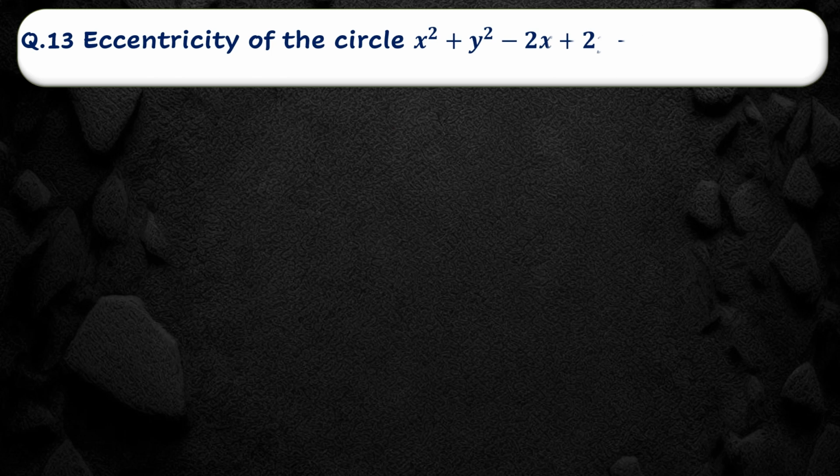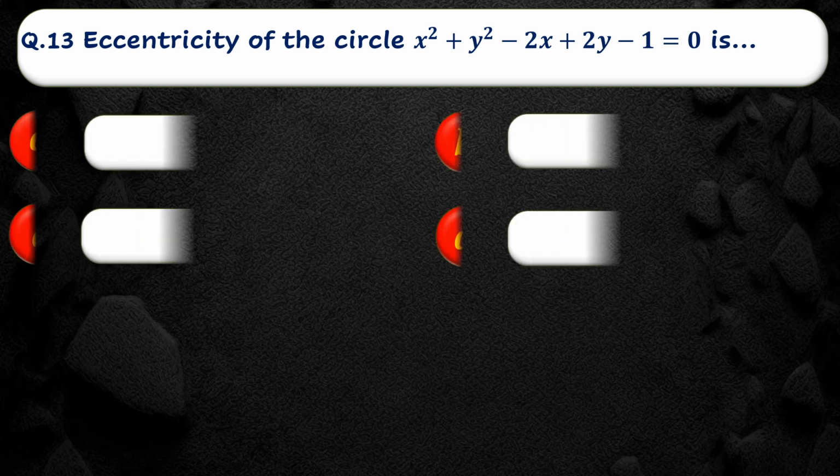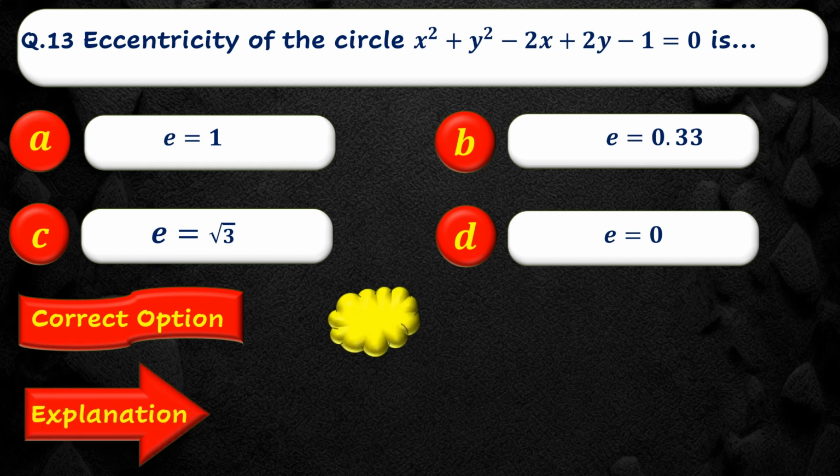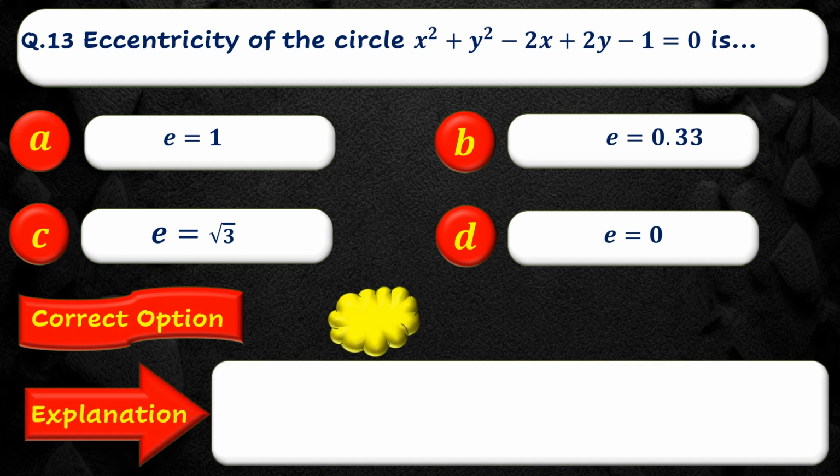Question number 13. Eccentricity of the circle x square plus y square minus 2x plus 2y minus 1 is equal to 0 is, and the options are. Let's check out which one is the correct option. As we know that the eccentricity of every circle is 0, so the eccentricity of given circle must also be 0. So the correct option is option D.